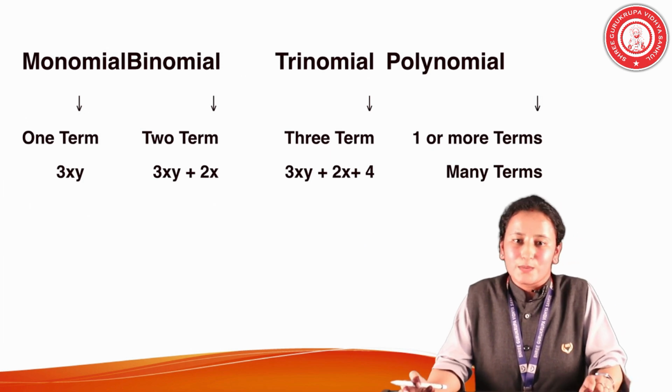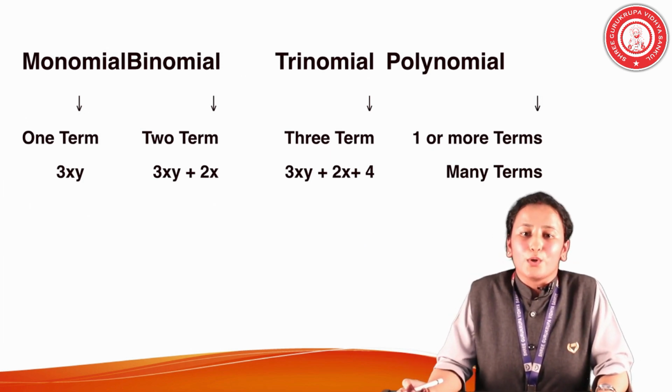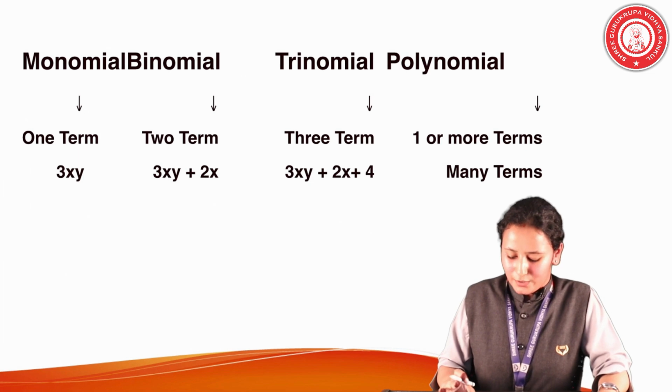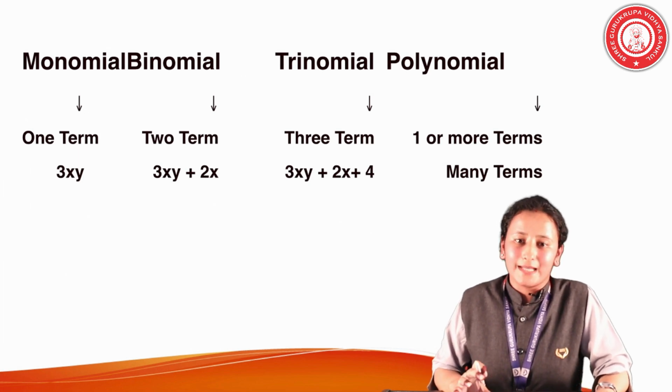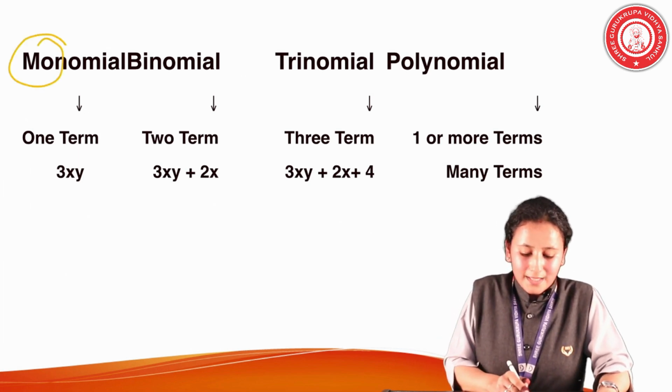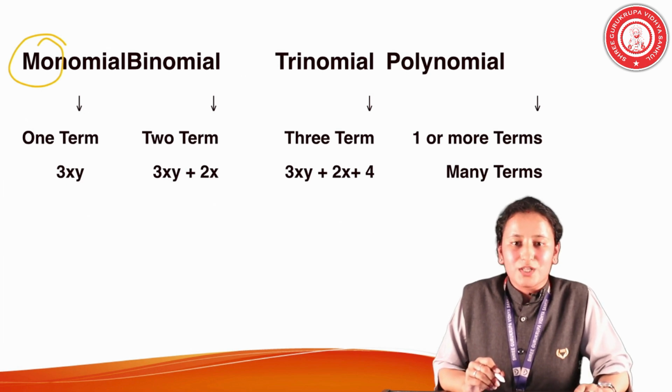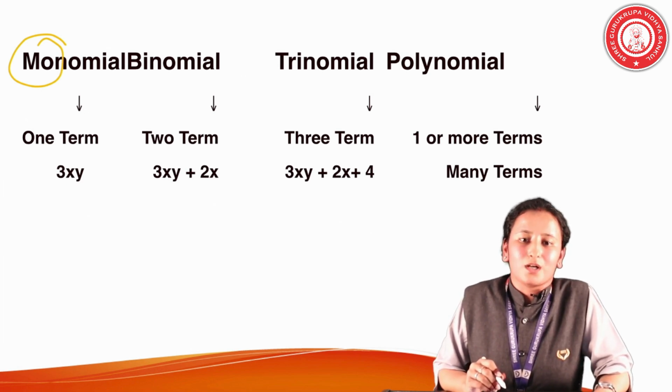Now come to the next point. It is very important. Monomial, binomial, trinomial and polynomial. Here the word itself defines its meaning. Mono. Mono means single term. The expression in which only one term is there, it is called the monomial.